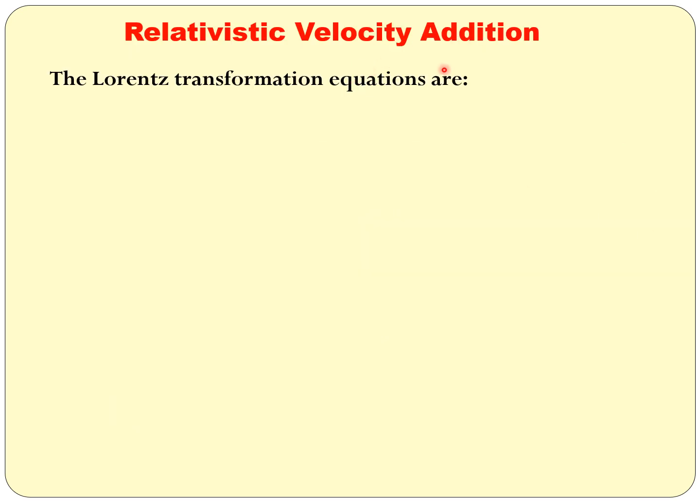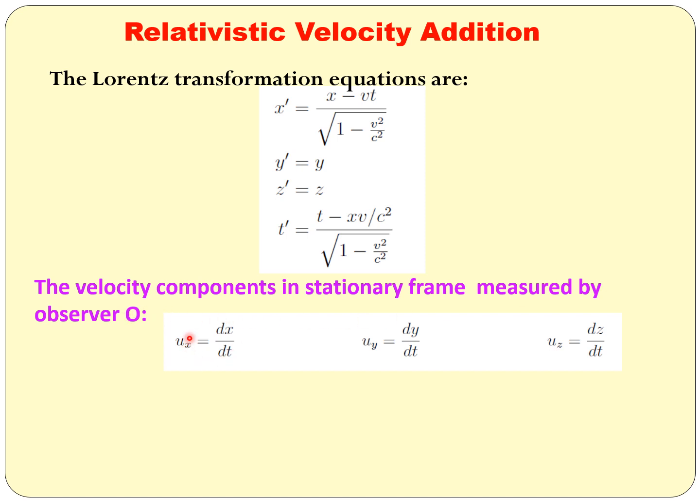Now we will see the velocity transformation, which gives the relativistic velocity addition formula for all kinds of motions. Using the Lorentz transformation equations, we can find the velocity transformation. We know the x prime, y prime, z prime and t prime equations, and for the velocity components in frame S, if the observer O is in frame S, then dx by dt will be the ux component, dy by dt will give us the uy component, and dz by dt will give us the uz component in frame S.